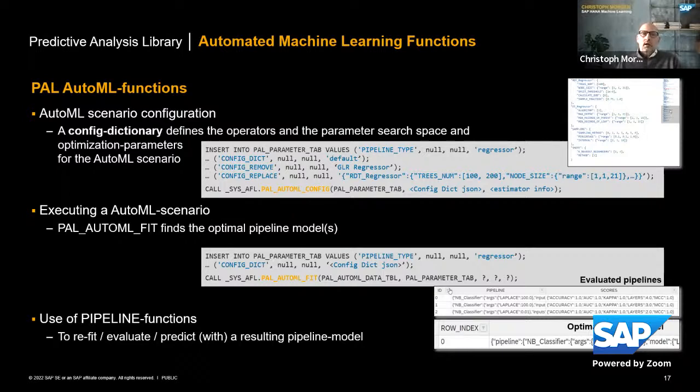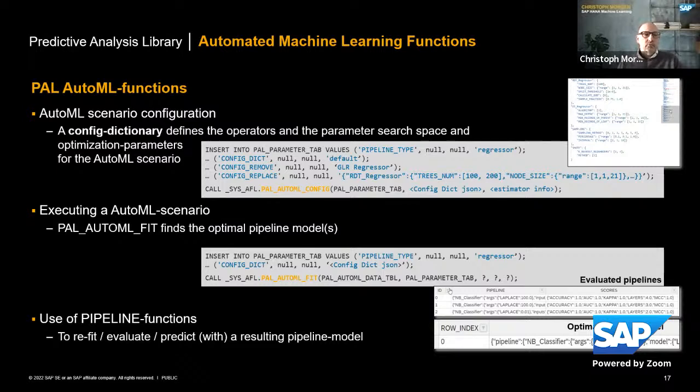And the actual invocation is then the AutoML fit function, which in the end has as a key input the pipeline definition, which includes all the operators basically we have specified in the configuration as options to be evaluated. And as in this example, we specify here the pipeline type as the regressor.